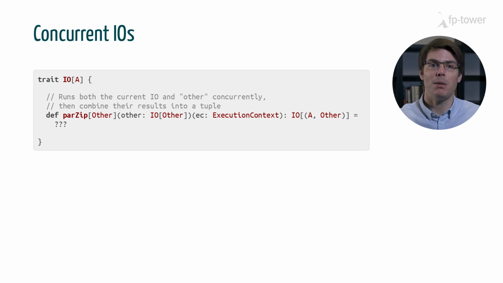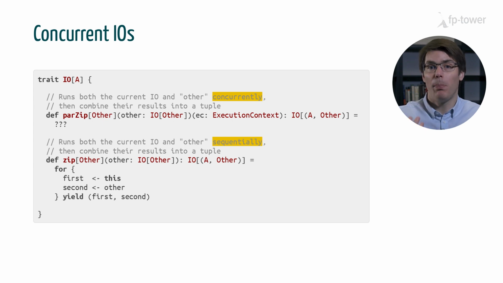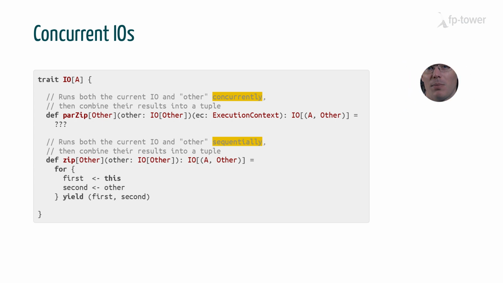So the idea with parZip is to take two I/Os, dispatch their execution, wait for both results, and repackage it in a tuple. If you wonder why it's called parZip, it's because it behaves like the method zip, but instead of executing two I/Os sequentially, it executes them concurrently. And concurrently means that we are making progress roughly at the same time. For example, we may execute the first I/O for a bit, put it aside, execute the second I/O for a bit, and then go back and forth between these two tasks.